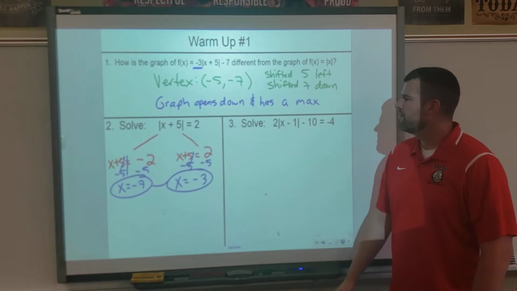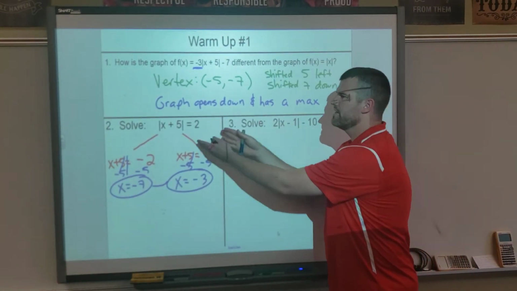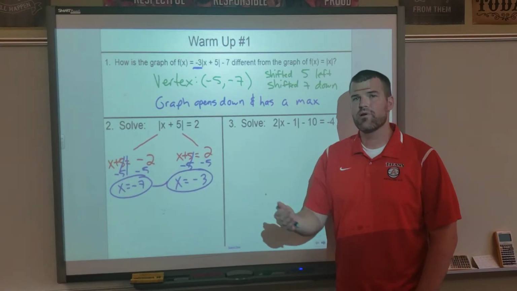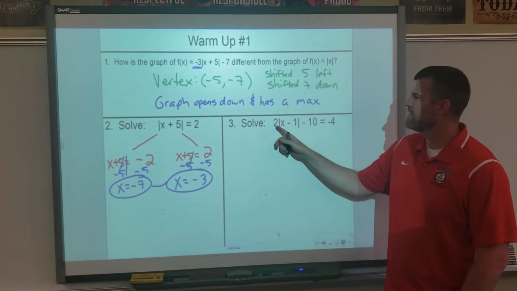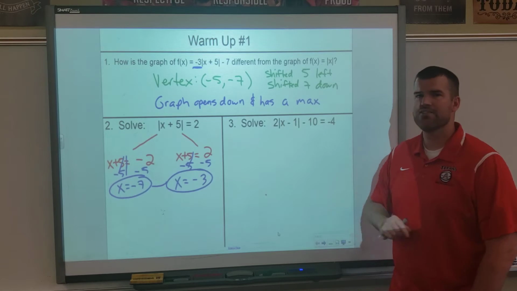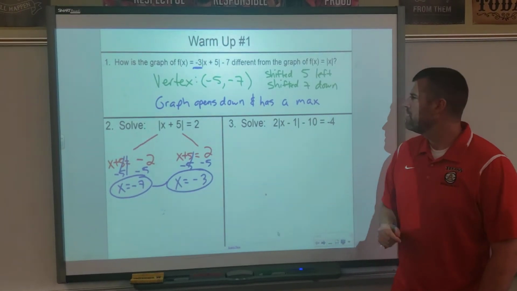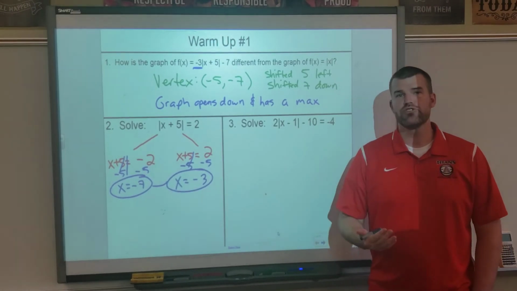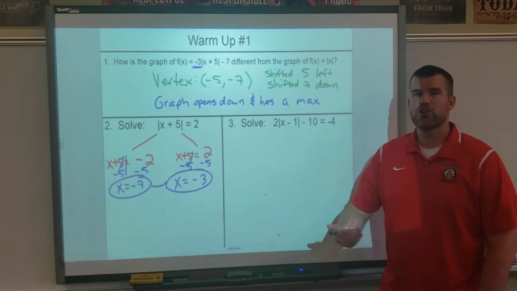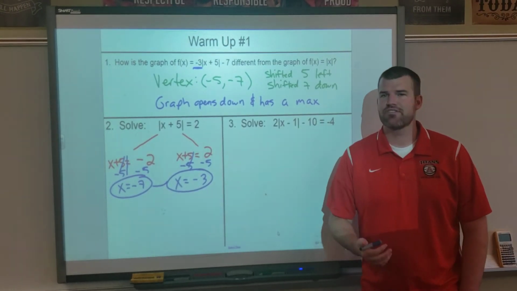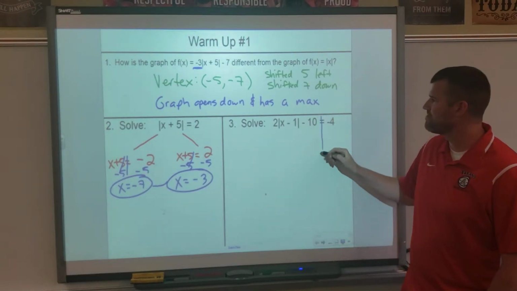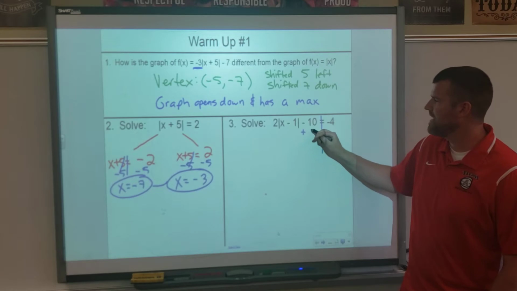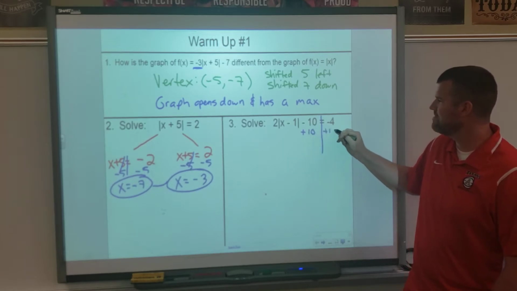Number 3, definitely a little bit more work than number 2, because the first thing we have to do before we split our problem into 2 parts is we have to get rid of the 2 and we have to get rid of the negative 10. You also might be tempted to think that because it equals a negative, it's no solution. But before we can determine that, we have to get the bars by themselves. So to get the absolute value bars alone, we're going to get rid of negative 10 by adding 10 to both sides.